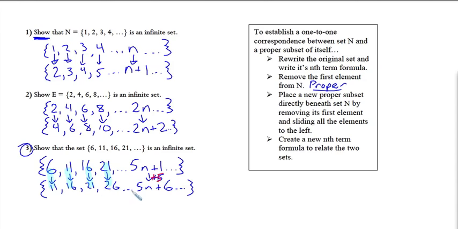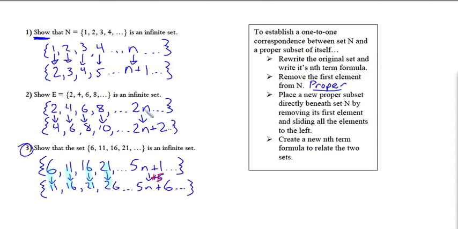So let's see that this works everywhere. You had your 1, 2, 3, 4, n. You get rid of the first term, start with the 2, 2, 3, 4, 5. Notice what we did here. We just added 1. So all you have to do is add 1 here, and you get your nth term formula. See if it worked with the evens. 2, 4, 6, 8. We had to come up with the 2n. We get rid of the 2, start with the 4, 4, 6, 8, 10. How do we get from 2 to 4, 4 to 6, 6 to 8, 8 to 10? We add 2. So all we had to do is take this formula and add 2 to it.